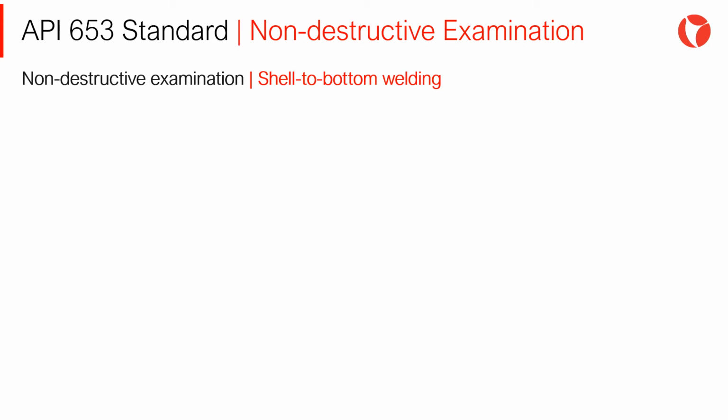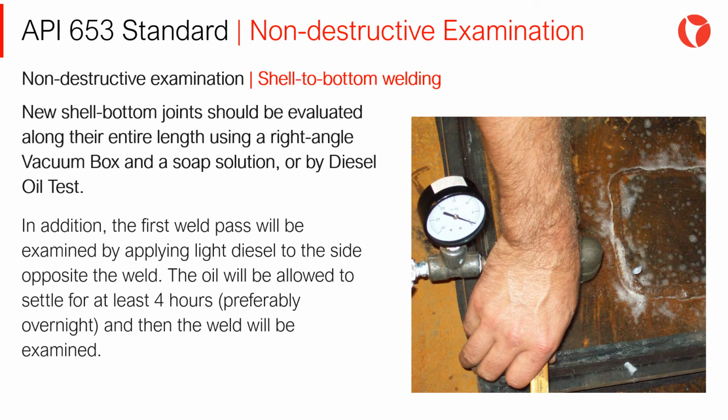In the case of shell-to-bottom welding, new shell-to-bottom joints should be evaluated along their entire length using a right-angle vacuum box and a soap solution, or by the diesel oil test. In addition, the first weld pass will be examined by applying light diesel to the side opposite to the weld. The oil will be allowed to settle for at least 4 hours, preferably overnight, and then the weld will be examined.